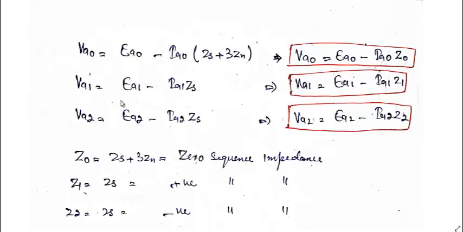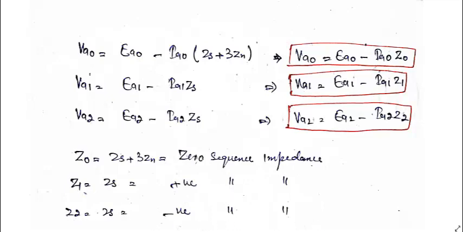Similarly, VA1 is equal to EA1 minus IA1 Z1. This is the same thing because Zs is now Z1. VA2 is equal to EA2 minus IA2 Zs, and you can write it in terms of sequence impedance: VA2 is equal to EA2 minus IA2 Z2. Where Z0 is equal to Zs plus 3 times Zn, that is the zero sequence impedance. Z1 is equal to Zs, the positive sequence impedance, and Z2 is equal to Zs, the negative sequence impedance.